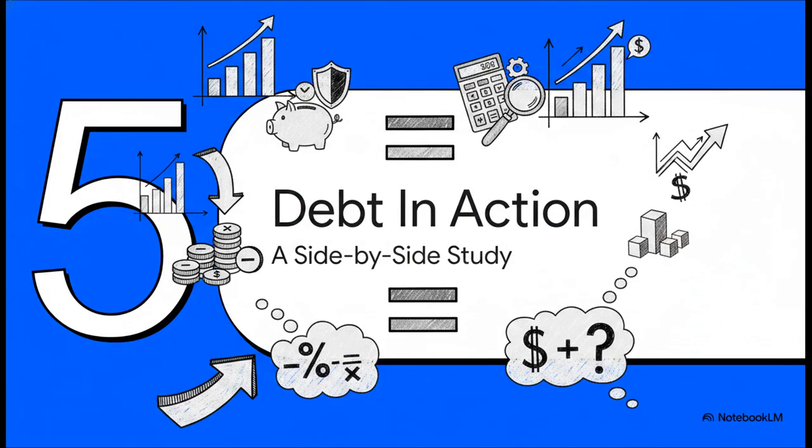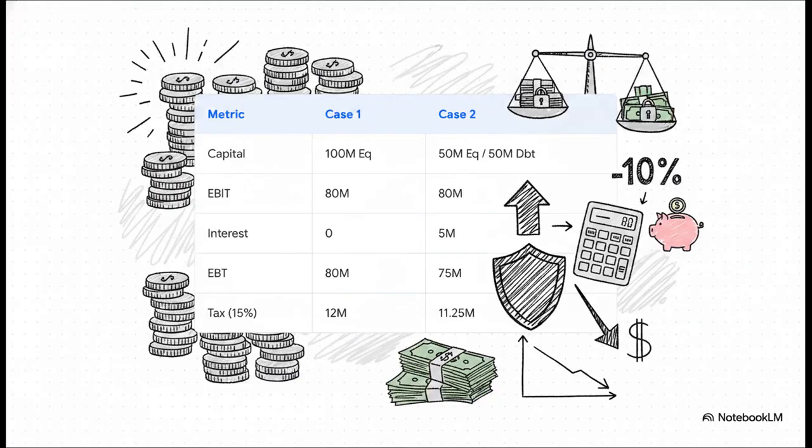Okay, let's look at how this actually plays out mathematically to prove our initial hook. Consider two identical companies. They both have $100 million in capital, and they both generated $80 million in earnings before interest and taxes, or EBIT. Case 1 runs on 100% pure equity. Case 2 uses a 50-50 mix, $50 million in equity and $50 million in debt at a 10% interest rate. Because Case 2 has that $50 million in debt, they have a $5 million interest expense. Notice how Case 2's $5 million interest expense directly lowers their taxable income. The earnings before tax drops from $80 million down to $75 million.